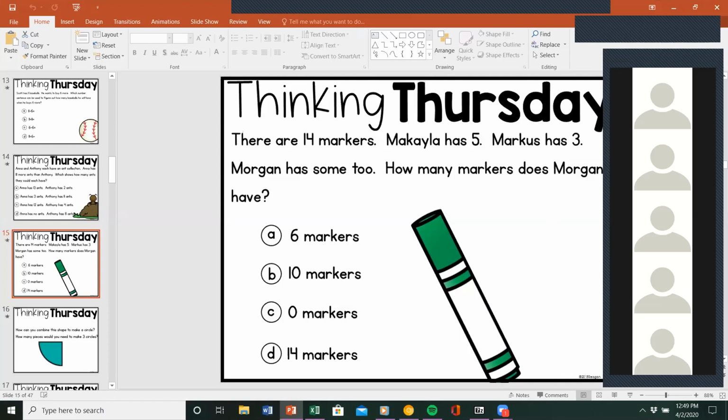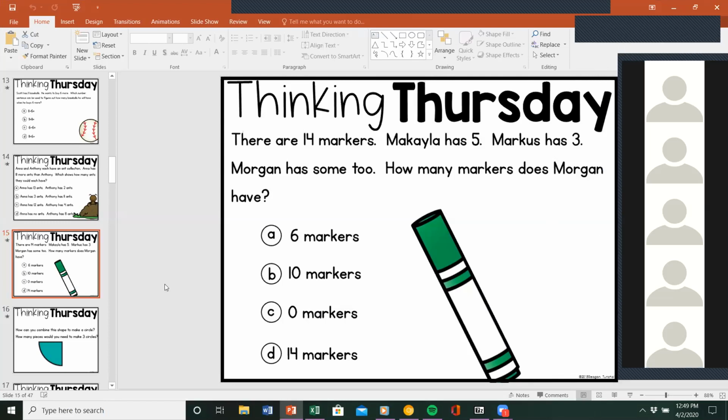Okay, guys. This is what you're going to work on your personal whiteboard. I'm going to read it to you. I want you to draw a picture and add a number sentence to solve this problem. Here's the problem. And actually, they gave you 4 choices. So if you're really, really stuck, you can look at the 4 choices. I bet some of you don't even need the choices. Here's the question. There are 14 markers. Michaela has 5 markers. Marcus has 3 markers. Morgan has some too. We don't know how many she has. We just know she has some. How many markers does Morgan have?